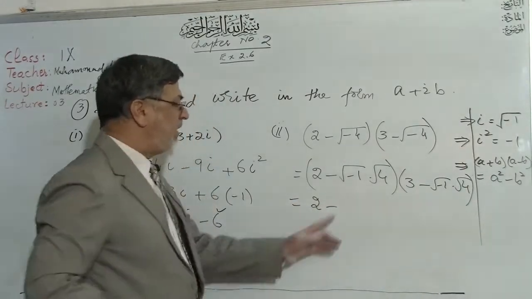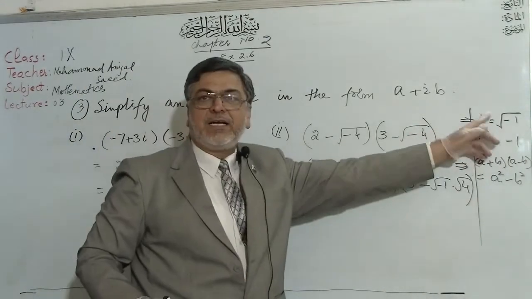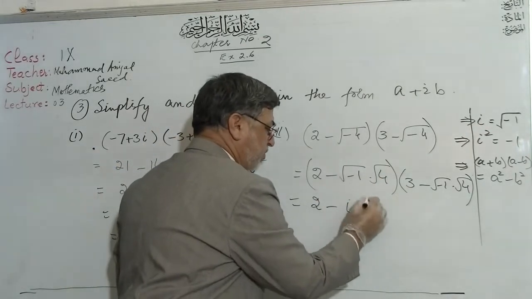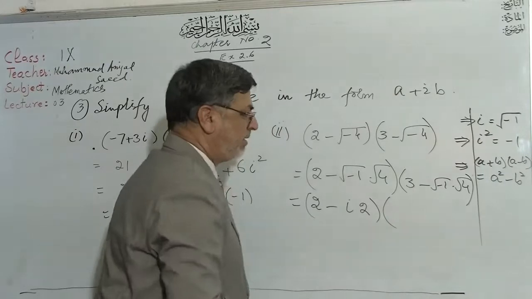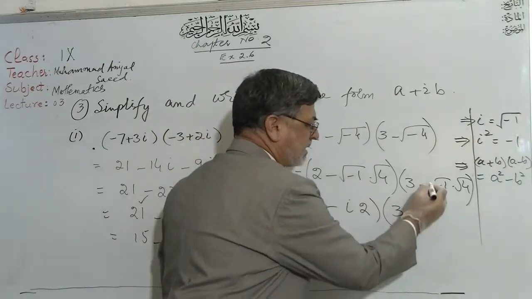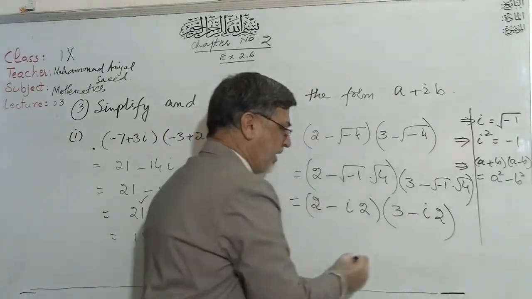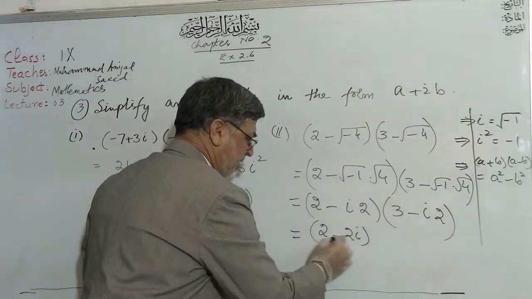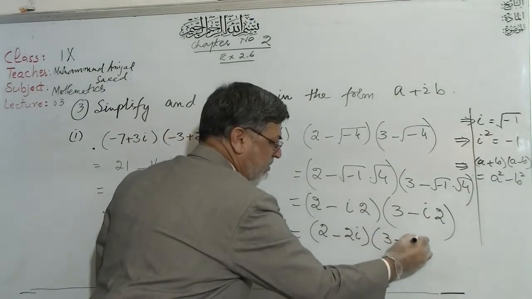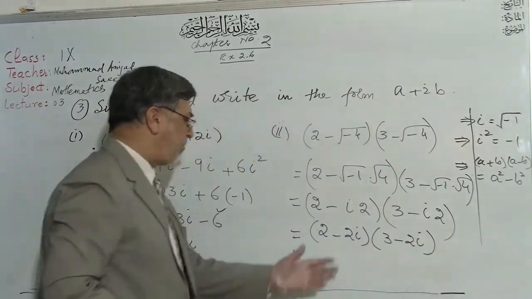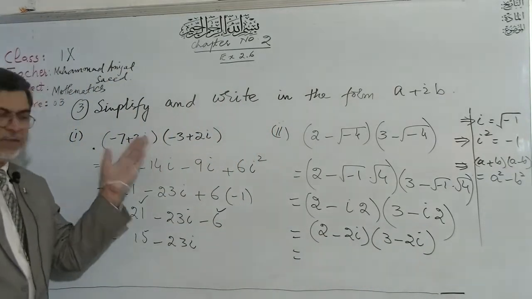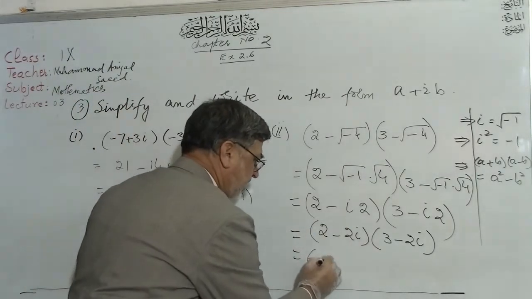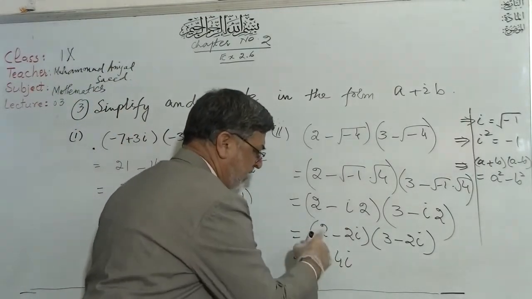Now apply the value of the square root of minus 1 as iota. So iota and square root of 4 is 2. Then 3 minus iota and square root of 4 is 2. So 2 minus 2 iota into 3 minus 2 iota. Multiply like the previous step. Exactly the same one. Here is 6 minus 4 iota.